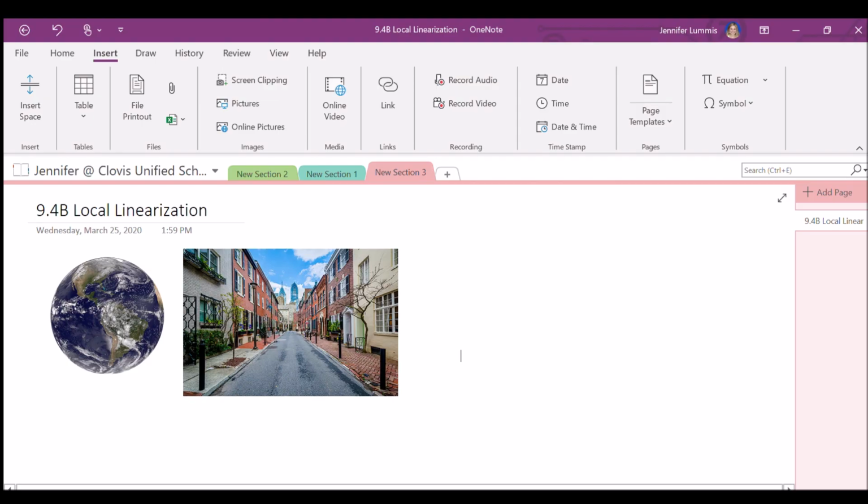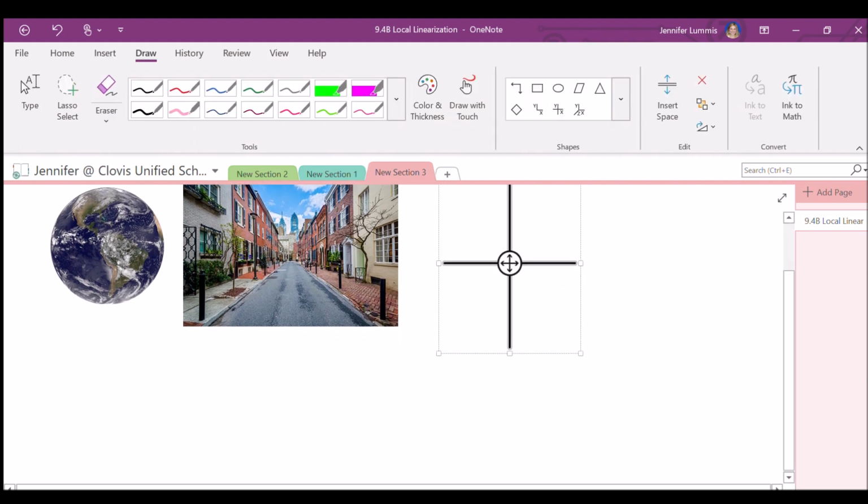These are notes for 9.4b on local linearization. The idea of local linearization is what you see pictured here. From a distance, we can see that the Earth is round and has a curvature. Although when we're close on the Earth, we don't see that curvature at all. All we see is a flat road in front of us. And no matter where we are, we really only see this flat surface.